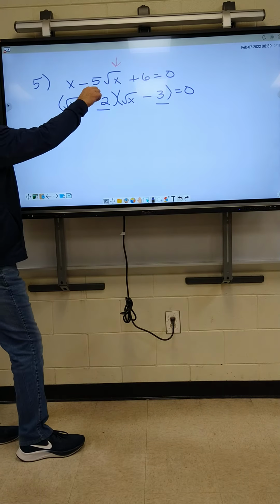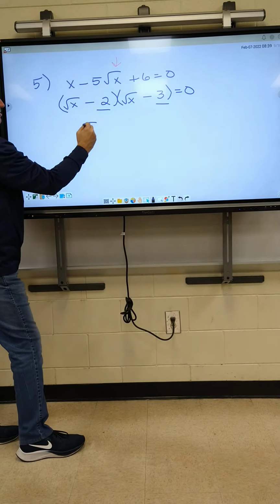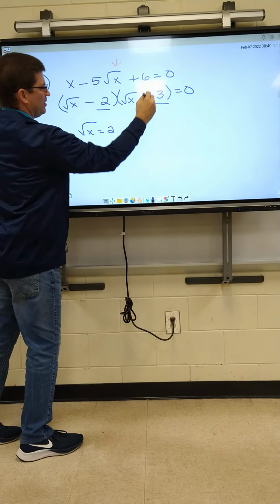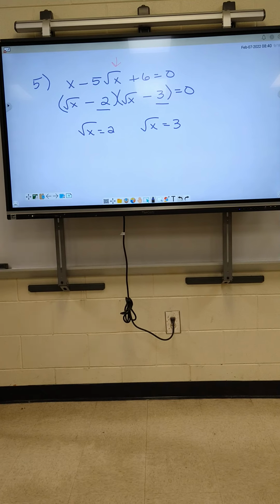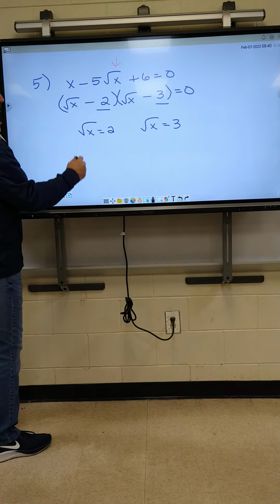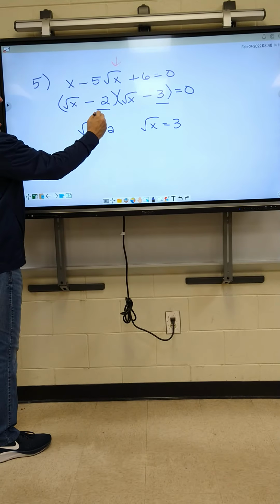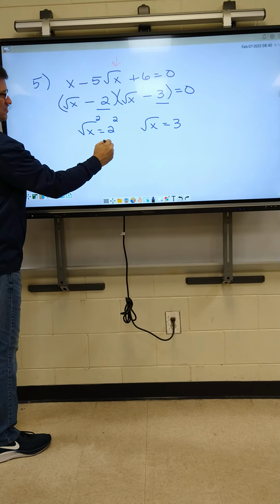All right, next, if we move over minus 2, that's going to be a positive 2 there, and that's going to be a positive 3 there. Write them both down. So how do I get rid of the square root symbol? Square both sides. So this answer is 4.